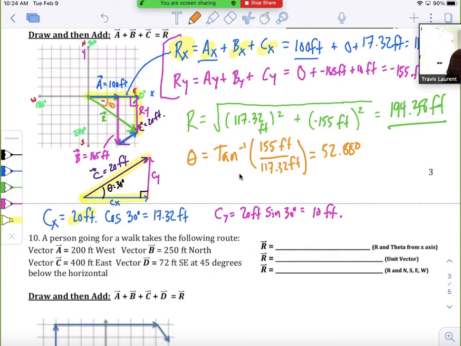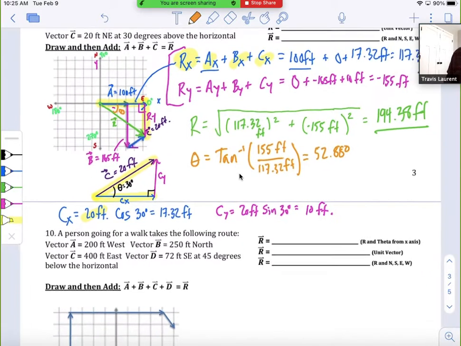Okay, so now you might have done all that, and then you had your partner in your group write it slightly differently than you. So let's go ahead and take a look.